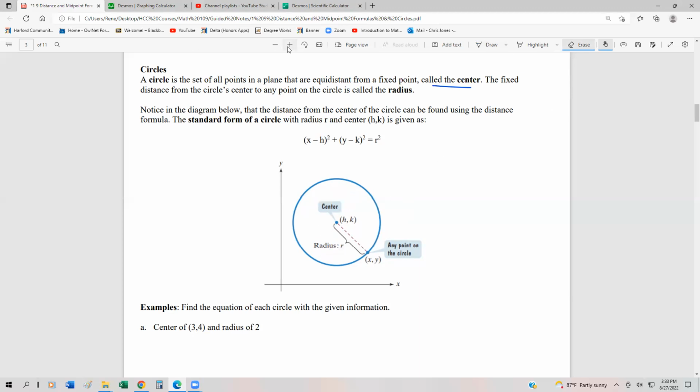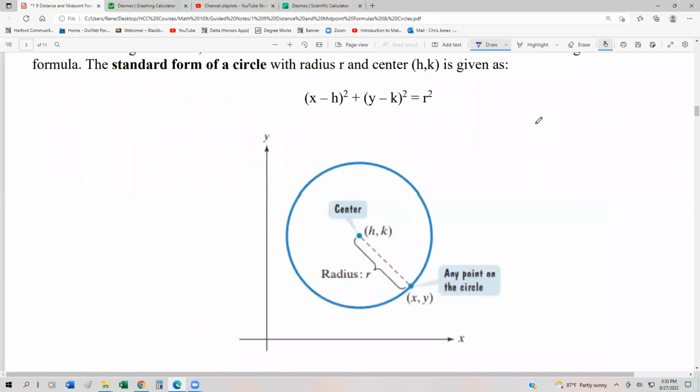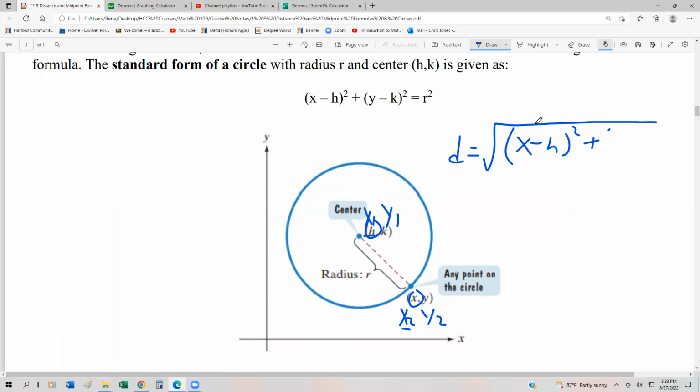Now, think about this. If I call h comma k (x1, y1), and x comma y, which is any point on the circle, (x2, y2), I could find the distance with that formula. The distance d is equal to the square root of x2 minus x1, which would be x minus h squared, plus y2 minus y1, which would be y minus k squared. If we square both sides, the distance squared is equal to (x minus h) squared plus (y minus k) squared.